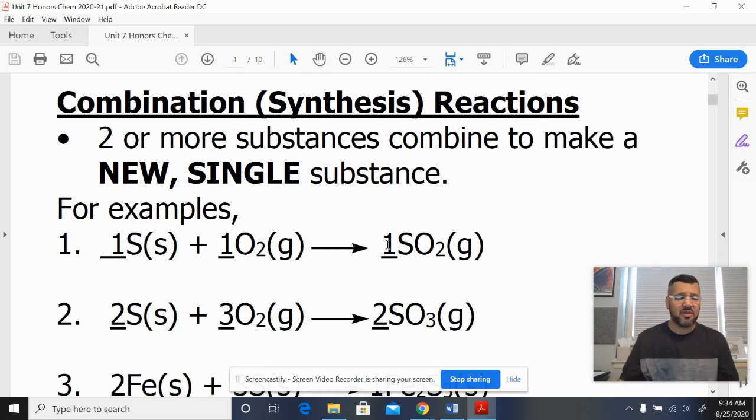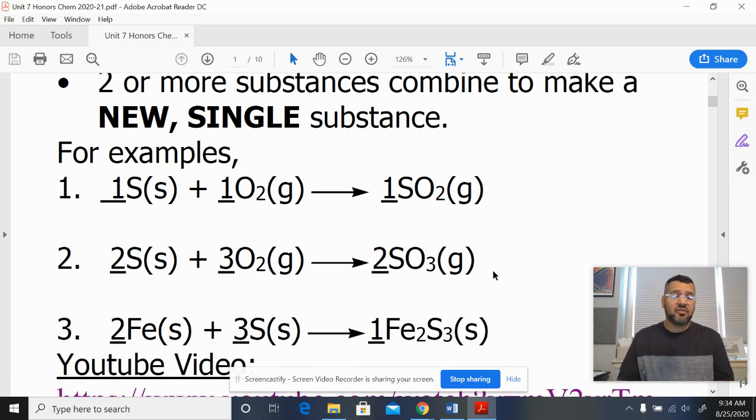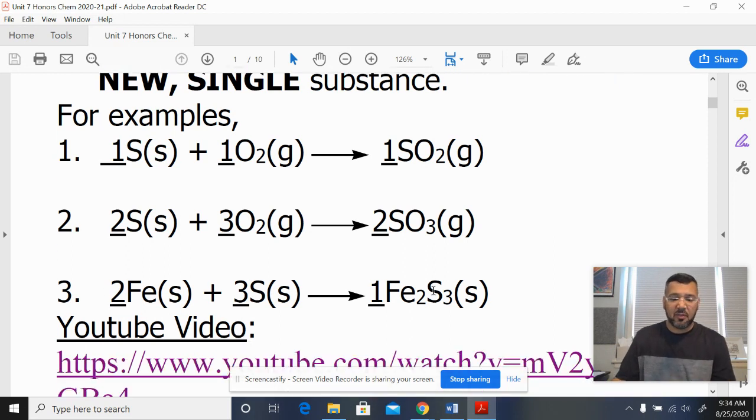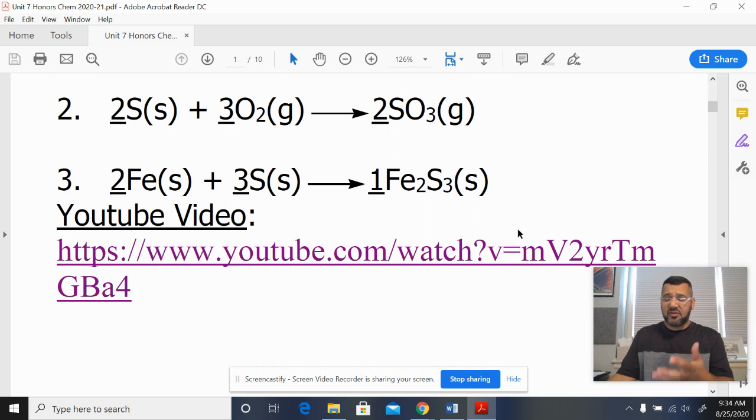So look at these examples. Sulfur plus oxygen makes SO2. Sulfur and oxygen can make SO3. You see how there's two kinds of substances here that are turning into one individual kind of product. And then the last example here is iron and sulfur making Fe2S3. If you could pause this, go to this YouTube video and see some examples of combination reactions.